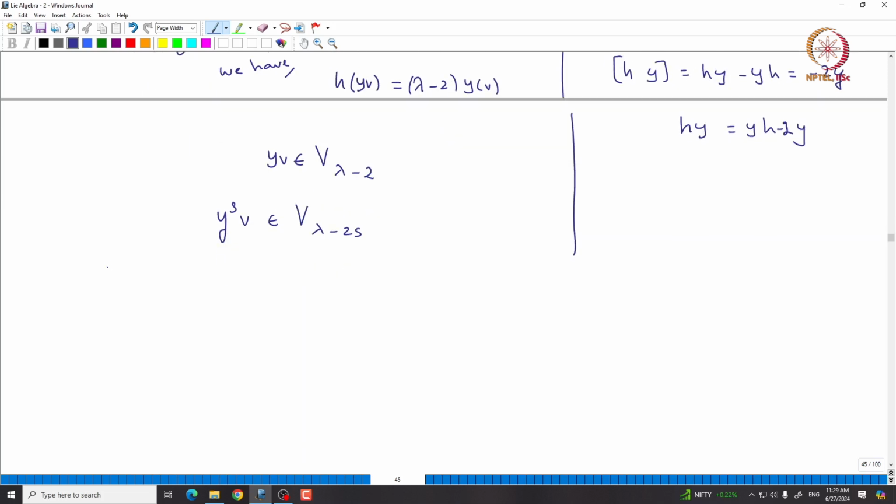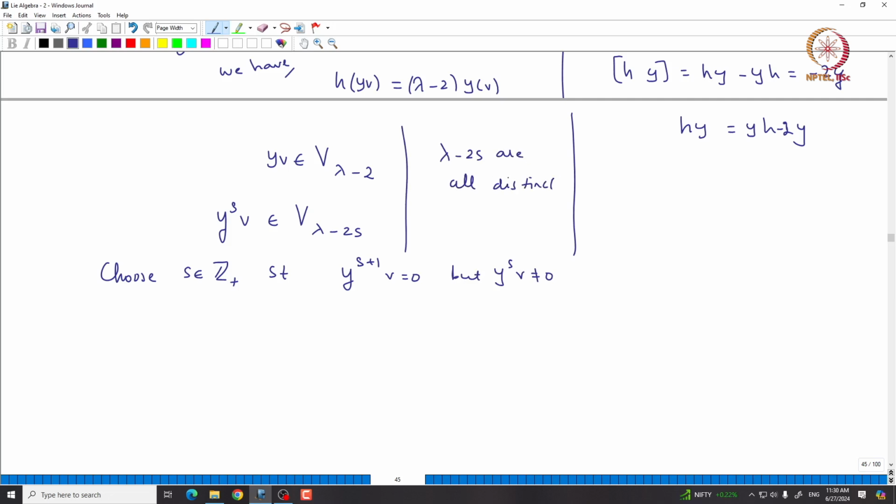Okay. So, choose s in Z_+ such that y^{s+1} v is 0, but y^s v is non-zero. This is because λ-2s are all distinct. If all of them are eigenvalues, then that will imply that our space is infinite dimensional. So, because our space is finite dimensional, we must find some smallest s such that y^{s+1} v is 0.